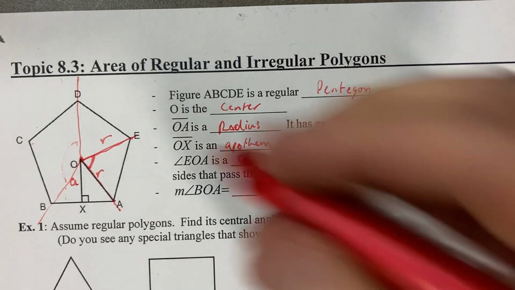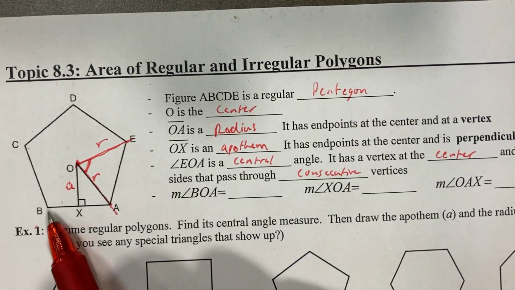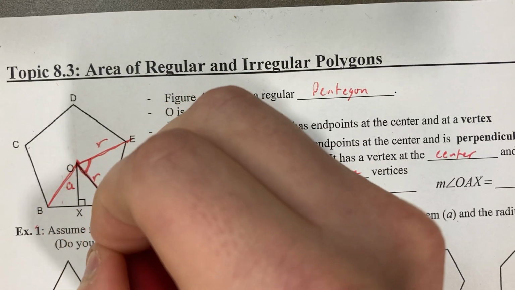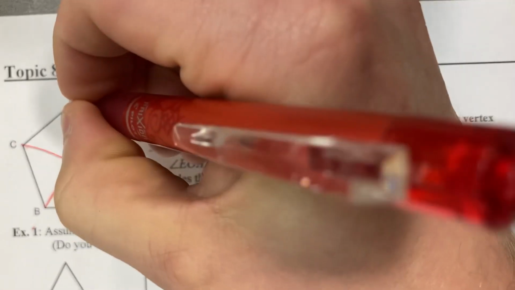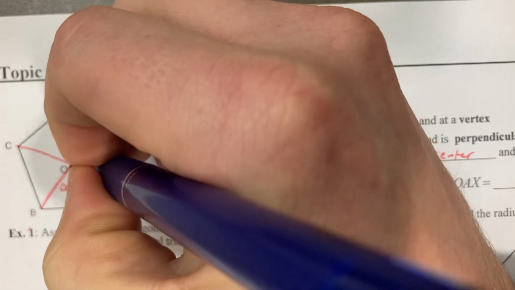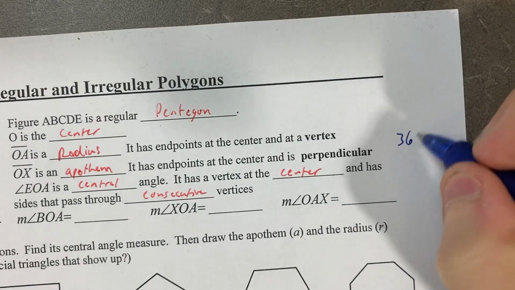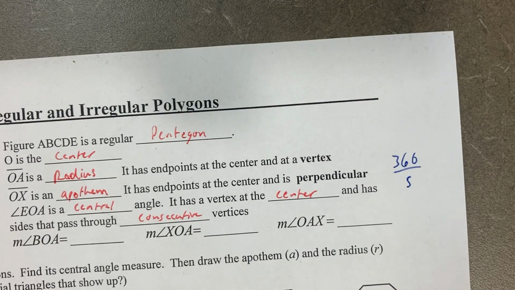All right, if we do some measures, so we do have to go back to the topic at the beginning of the semester. Measure of BOA, that is a central angle. And it's real easy to get the central angles because there are 5 of them. 1, 2, 3, 4, 5. There are 5 central angles in this picture. So to get that, you just do 360 divided by 5. So you just do 360 divided by however many sides there is, and that is your central angle, 72.